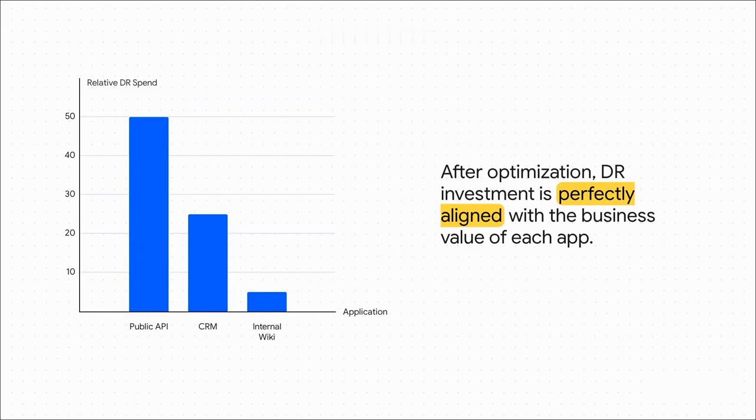And here is the after. Just look at this transformation. The investment is now perfectly aligned with business value. The highest spend is laser-focused on that mission-critical API, giving you maximum protection right where you need it most. And meanwhile, we've slashed the cost for the wiki by applying a much more appropriate DR pattern. Your total spend might even be lower, but your risk coverage is exponentially better.